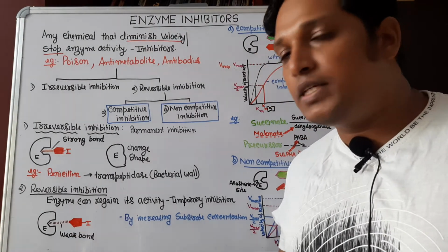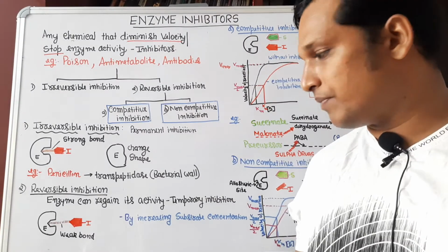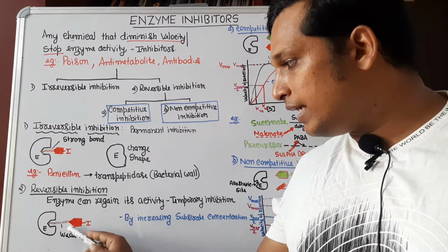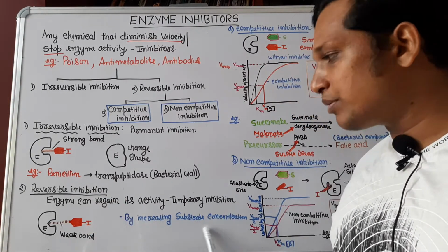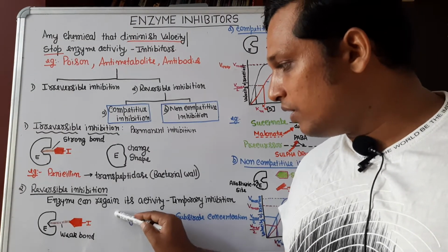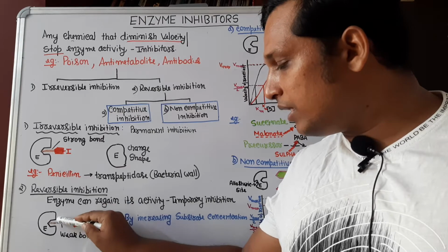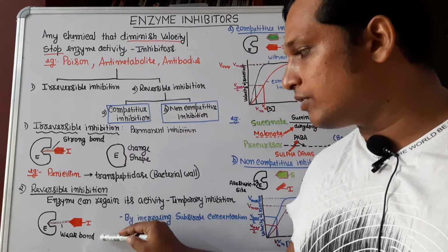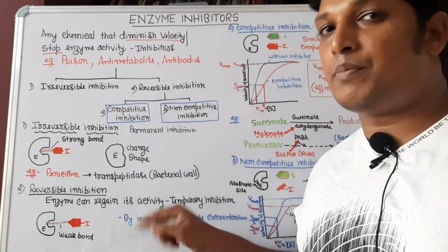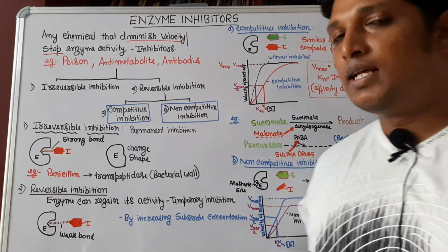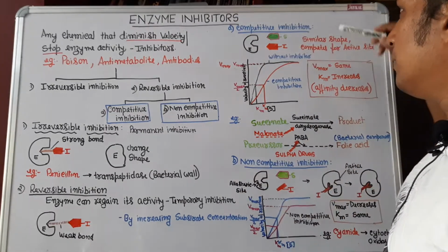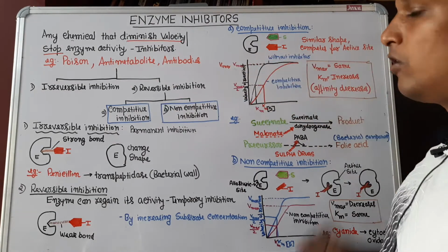What are the ways by which we can reverse the inhibition reaction? Say that an inhibitor has bound to an enzyme. Now how can I remove this inhibitor? By increasing the substrate concentration. When you increase the substrate concentration, the substrate will break the bond and knock off the inhibitor from the active site. Hence now the enzyme is free of inhibitor. It can bind to substrate and produce product. So that's how we can reverse the inhibition. These reversible inhibitions can be of two types: competitive inhibition and non-competitive inhibition.